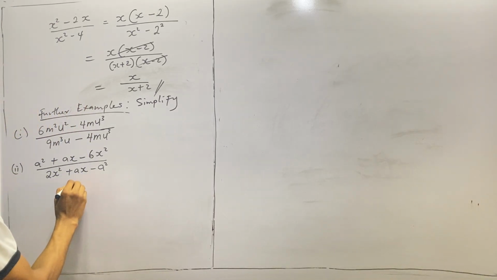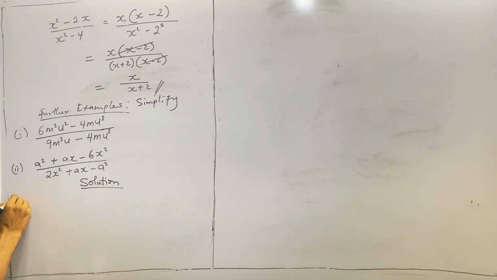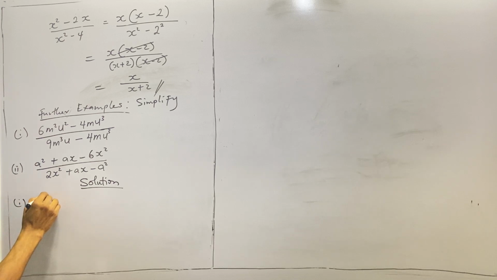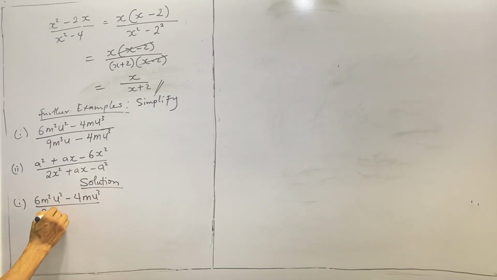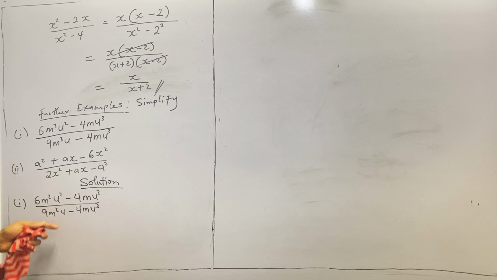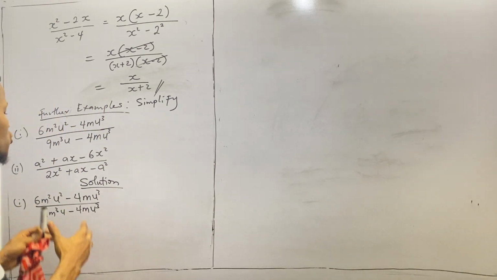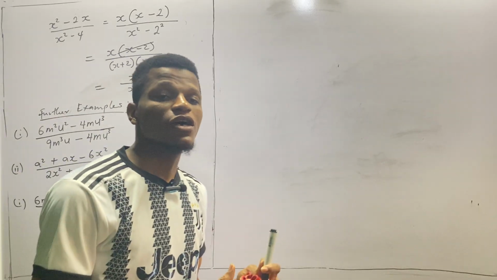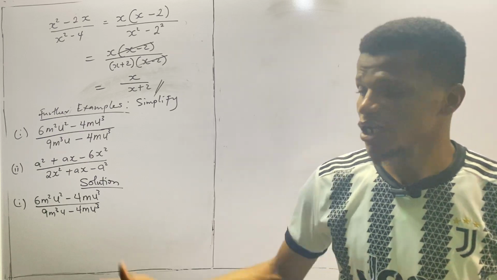So we have our solution. So we have the first one, I, which is 6m square u square minus 4mu cube all over 9m cube u minus 4mu cube. Of course, at this point, you can't cancel anything because the sign that exists between the terms in numerator and denominator is a negative sign. It's not a multiplication sign. So we need to factorize here, so we can have a multiplication sign between the expressions, both in numerator and denominator. So that will be our target first.